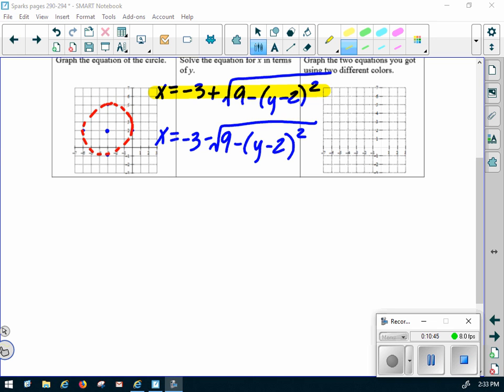I think there's the origin. 1, 2, 3. Does it go there? 1, 2, 3. So that gives you that half. This equation then would give you the left half.